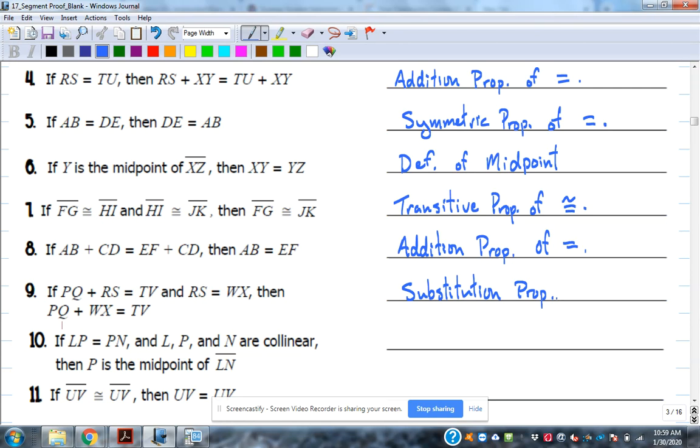Number 10, LP is equal to PN, and L, P and N are collinear. If P is the midpoint, then P is the midpoint of LN. Yeah, the only thing we have is the definition of midpoint. Anything that talks about midpoint.